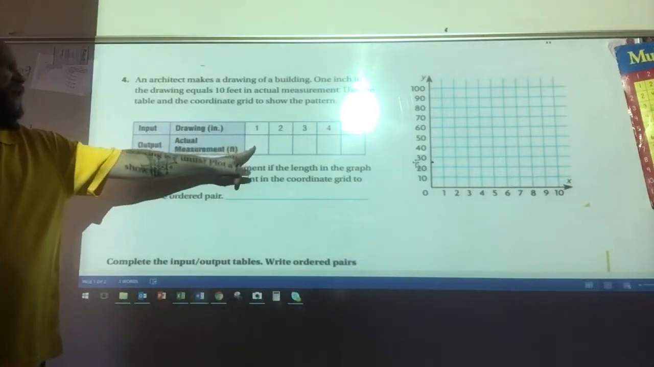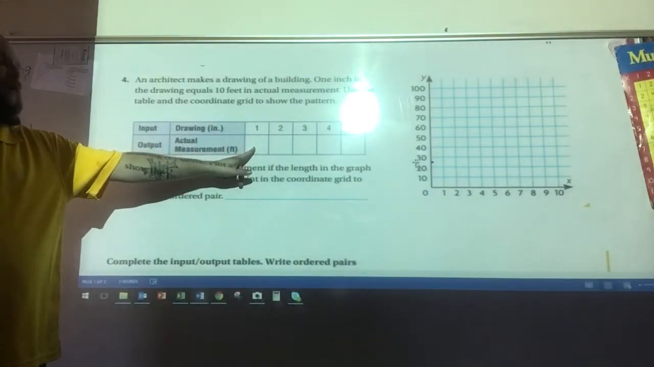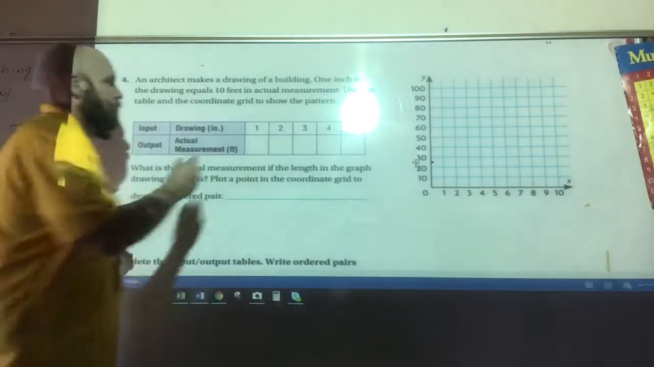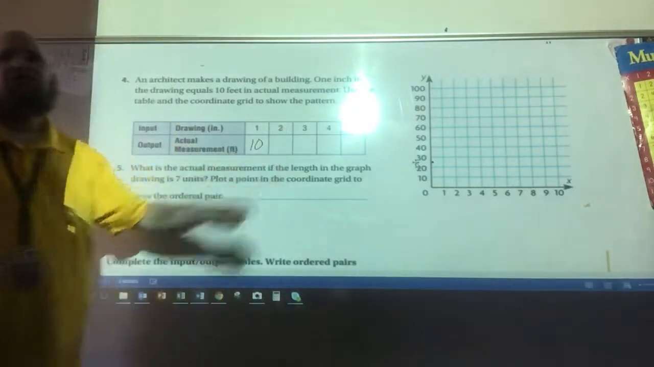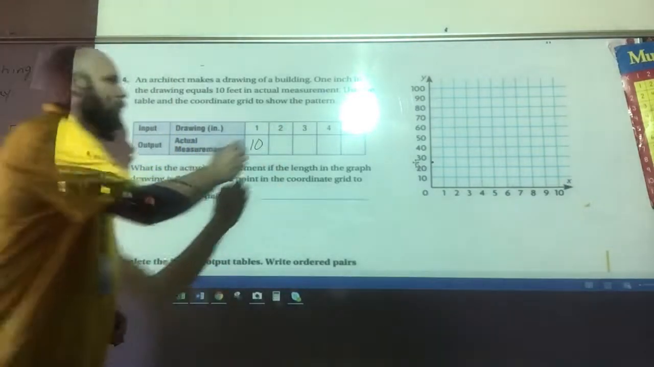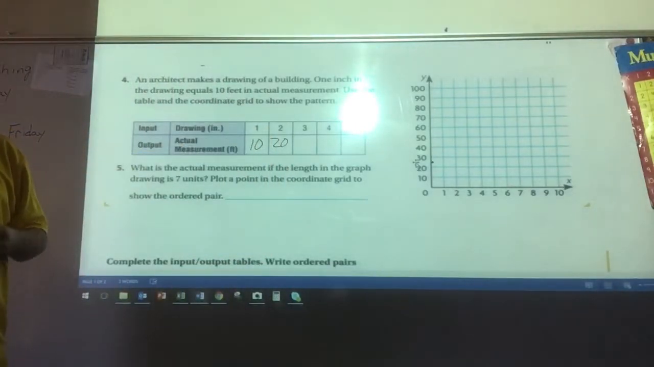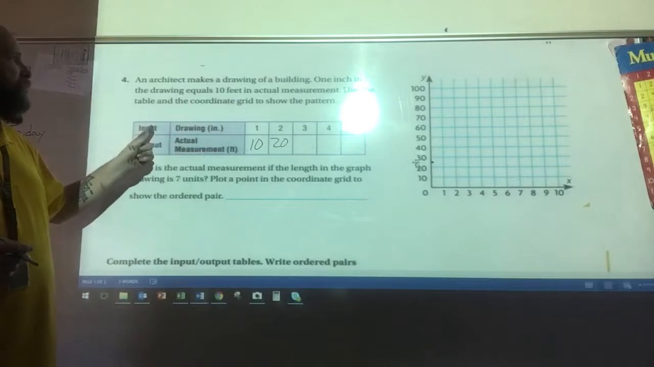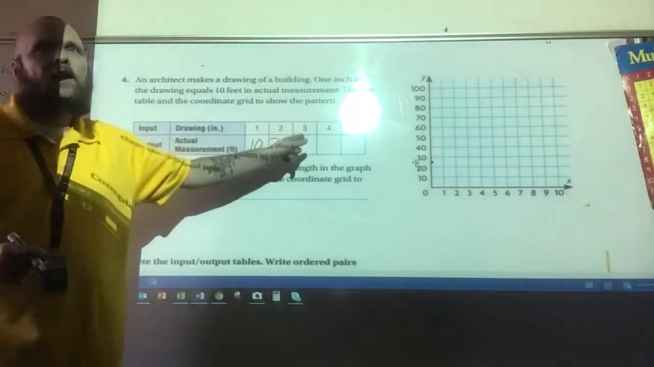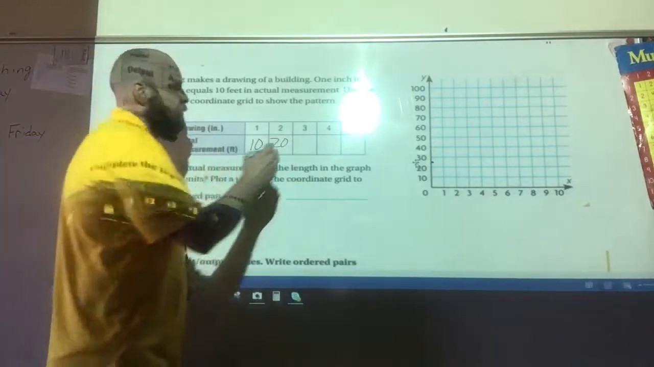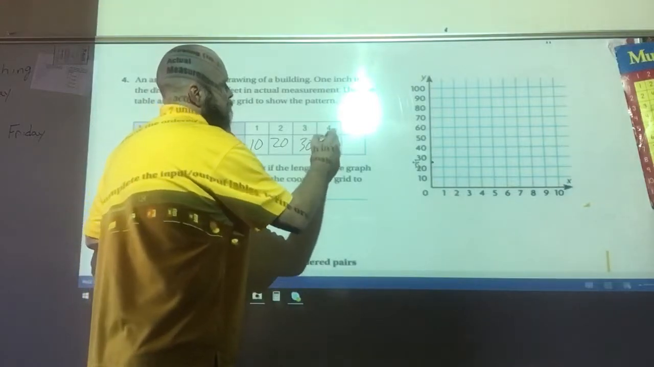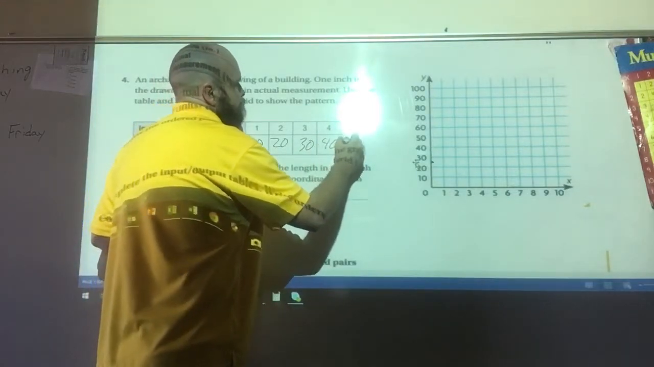1 inch is how many actual feet? 10. 2 inches is how many actual feet? 20. So is it additive or multiplicative? Multiplicative. Good, you're doing the input times 10 gives you the output. So 3 inches is 30. 4 inches, 40. 5 inches, 50.